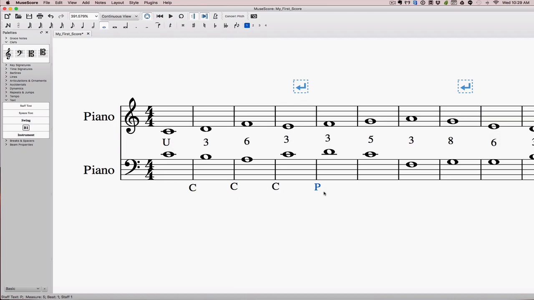We can do, and by imperfect, I mean just not perfect, right? We can do parallel motion with sixths. We cannot do parallel motion with fifths, right? If these were both fifths, one fifth going to another fifth in the same direction, we've got problems. That is bad, bad, bad. So we can do parallel motion, but only between imperfect consonances, thirds and sixths.